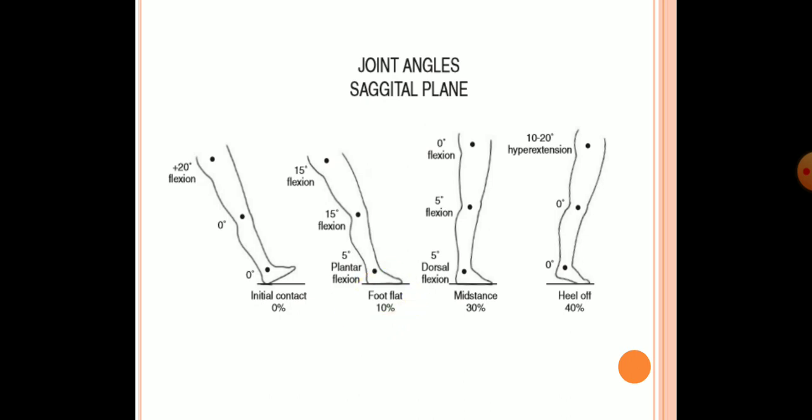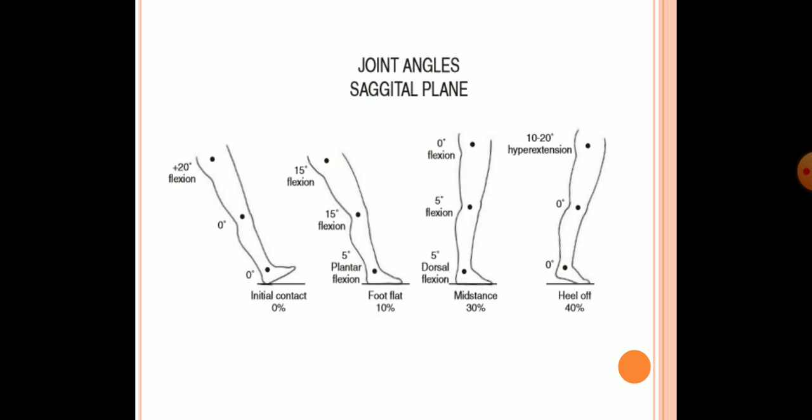The hip will reduce the flexion to 15 degrees, the knee joint will go for 15 degrees of flexion, and the ankle joint will go for 5 degrees of dorsiflexion. So these movements have to happen during foot flat. If there is any pathology or any injury which prevents these movements or limits these actions, it can have some impact on the foot flat phase in the normal gait cycle.